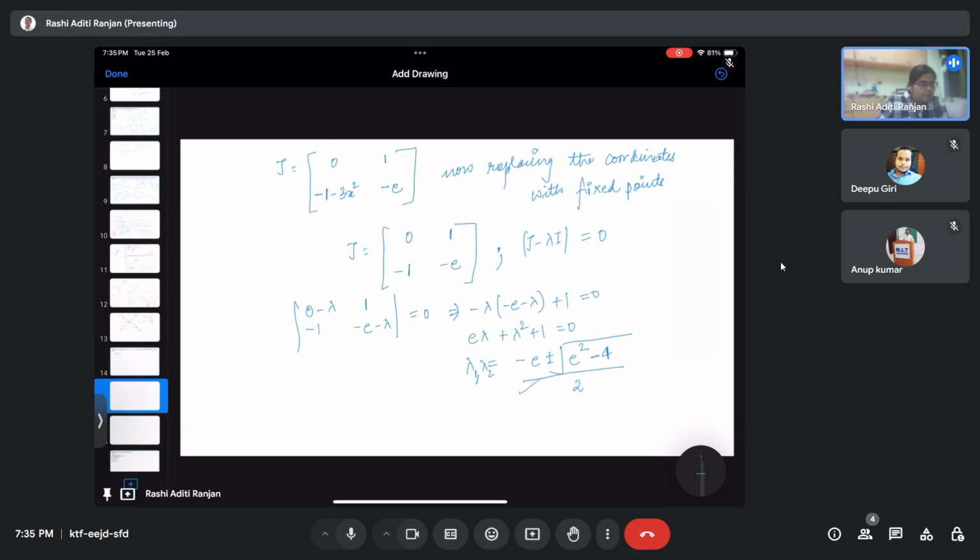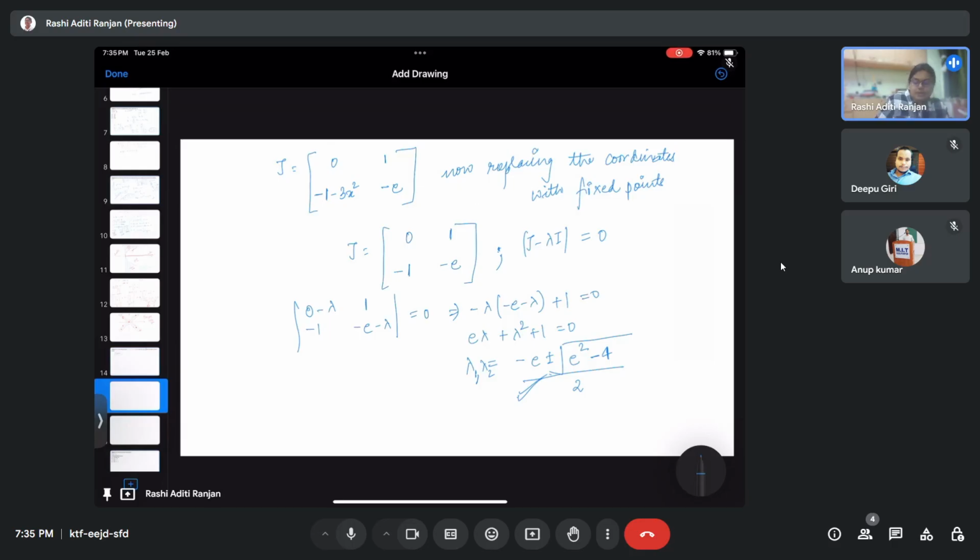So we could have positive or negative values of lambda 1 and lambda 2, right? Essentially, if my lambda 1 and lambda 2 are both positive, my system is what? Unstable, right? My fixed point is going to be unstable. However, if my lambda 1 and lambda 2 are negative, my system could be stable, right?